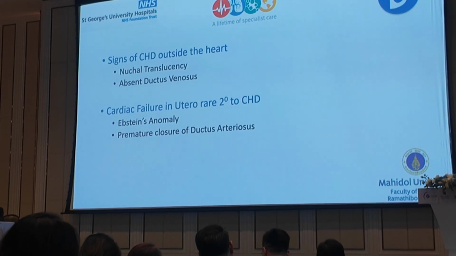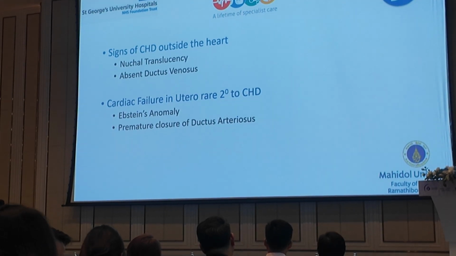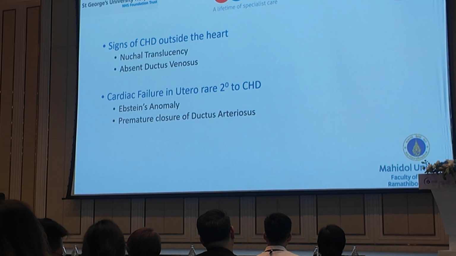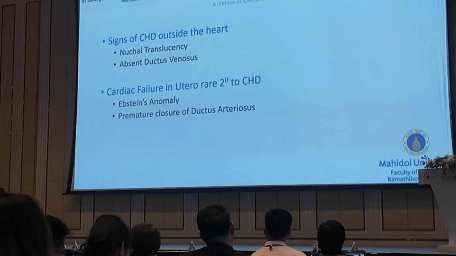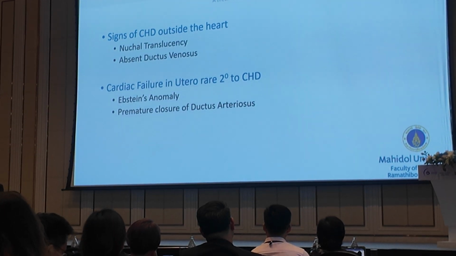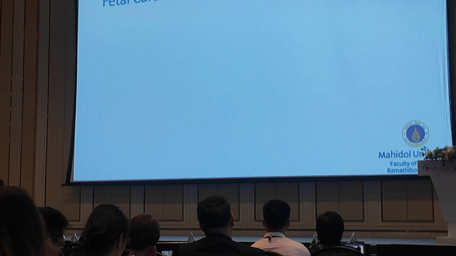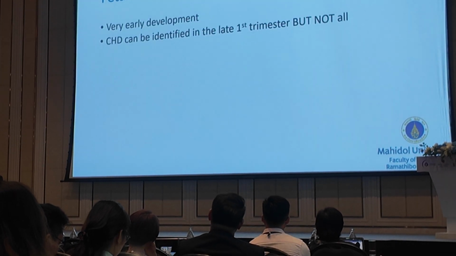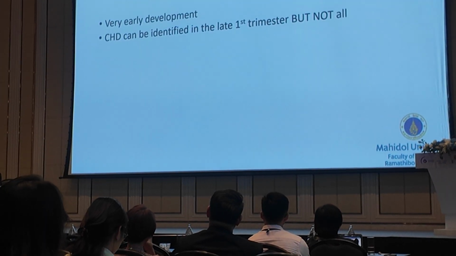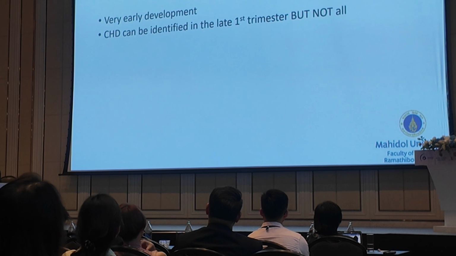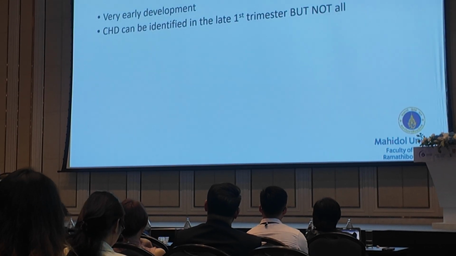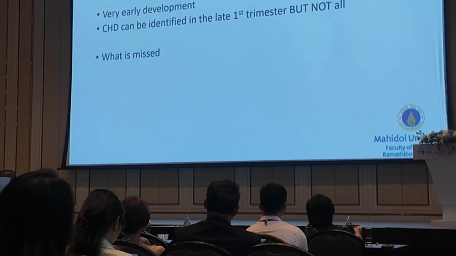And I think that is due to the fact that it's got some underlying single gene disorders associated with Epstein's, which is also associated with cardiomyopathy. So that one might have a slightly different abnormality. So we can identify congenital heart disease in the first trimester, but obviously not all.